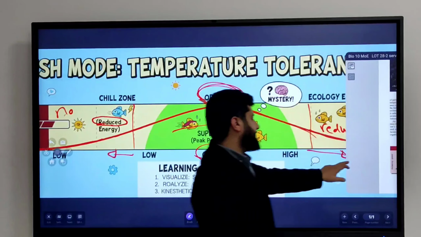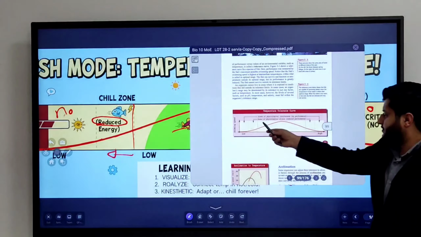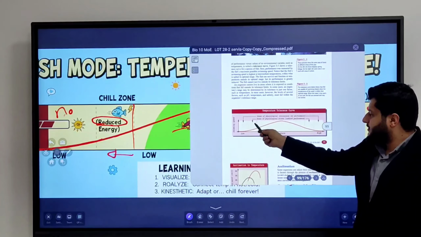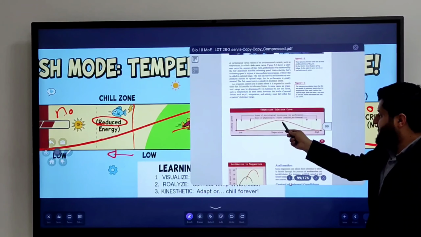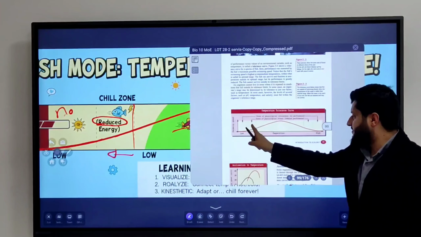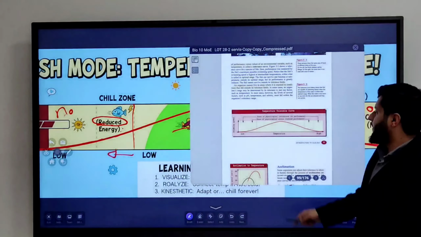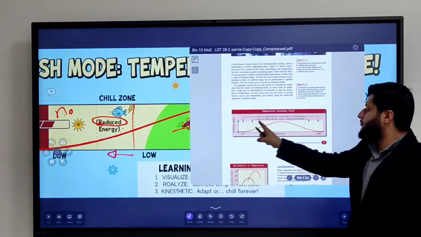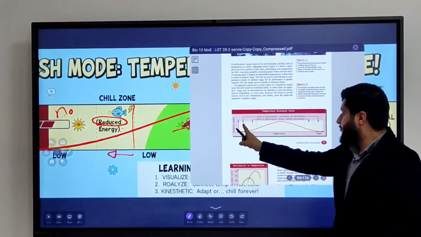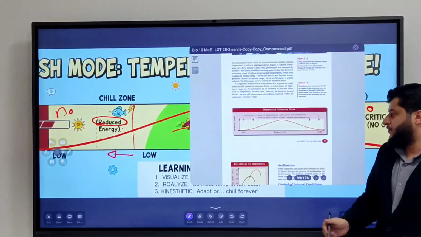As you can see here, in this curve, this is called the spread zone, okay? Reduced performance. And here, at the middle, it is the optimal zone. Here, it is the spread zone. We said in the spread zone, the performance is reduced, okay? And here, we have the intolerance zone, where there will be no performance, okay?